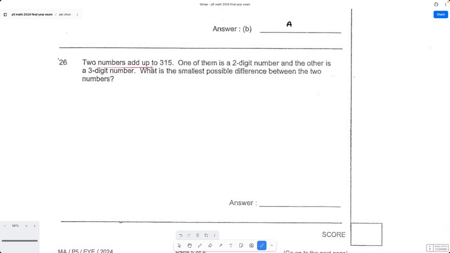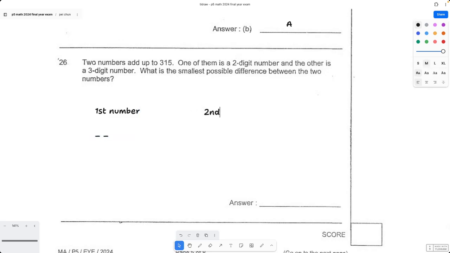All right, two numbers add up to 315. One of them is a two-digit number and the other one is a three-digit number. What is the smallest possible difference between the two numbers? Okay, so first number is basically a two-digit number, right? And then second number is a three-digit number. Okay, so what is the smallest possible difference?